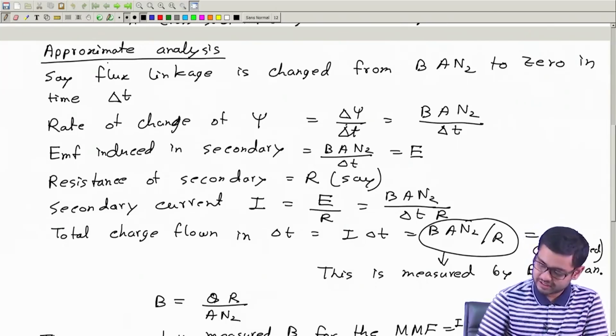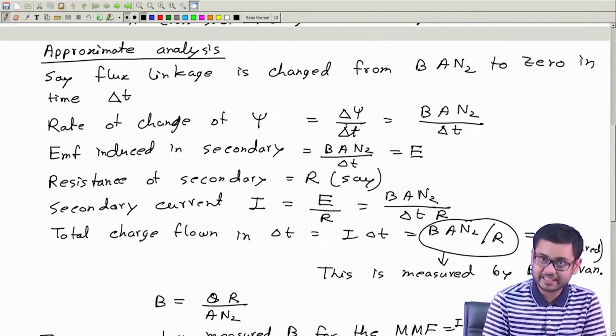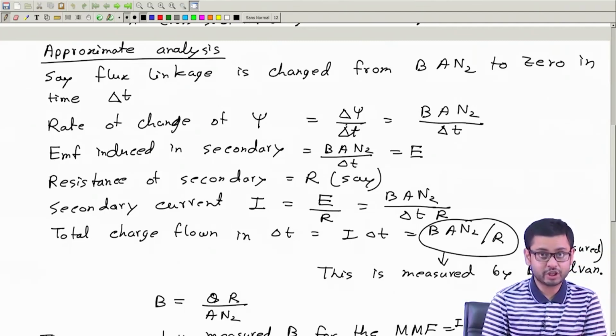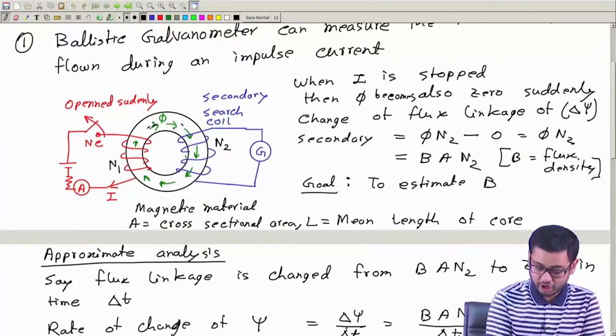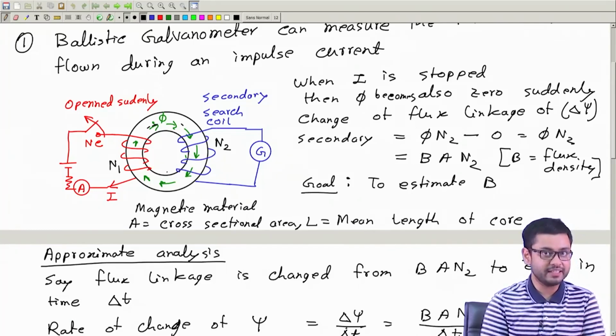The reason is, here in this line I am estimating the current in the secondary or the search coil by dividing the EMF induced by the resistance of the search coil. But what about the inductance of the search coil? Is there no inductance? Definitely there is, because after all this is a coil.